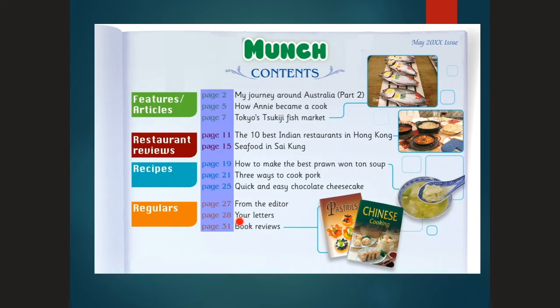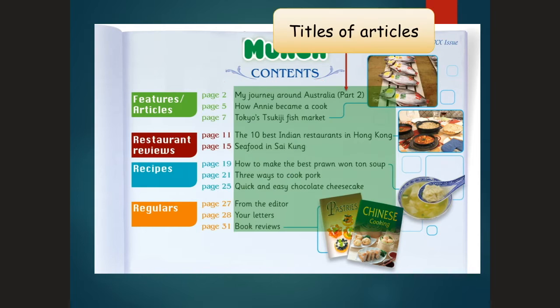These are the page numbers. For the article, My Journey Around Australia Part 2, it starts from page 2. And then on which page does it finish? Yes, it's page 4. So you can read this story on page 2, 3, and 4. Remember that. This part is the title of the articles in this issue.